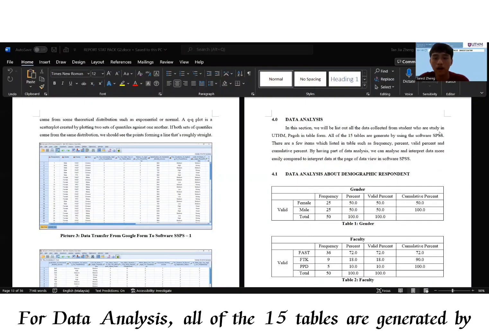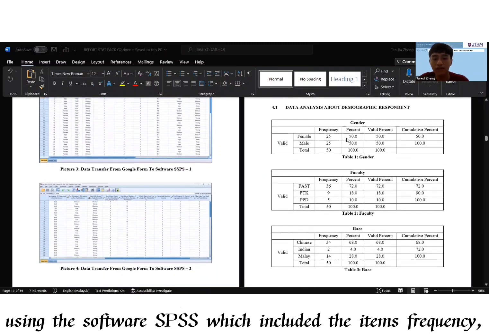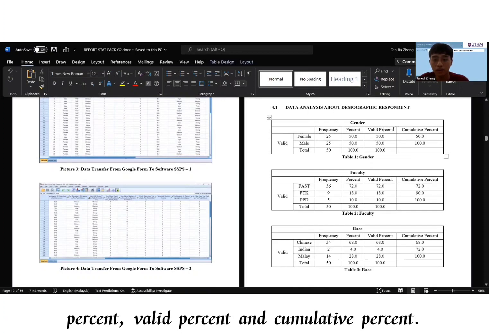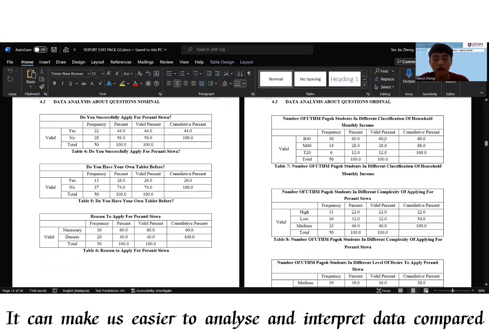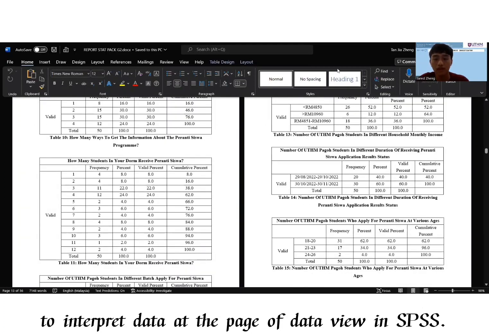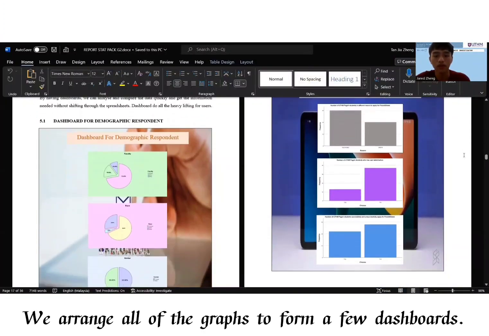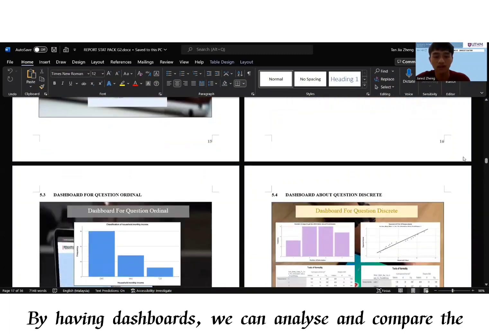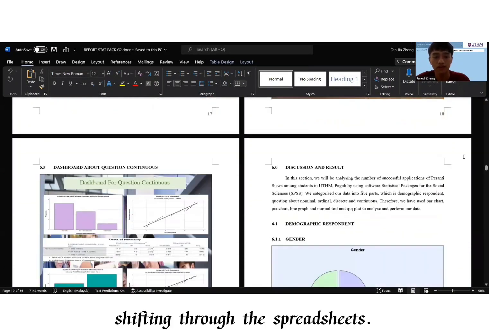For data analysis, all of the 15 tables are generated by using the software SPSS, which include the item, frequency, percent, valid percent, and cumulative percent. It makes it easier to analyze and interpret data compared to interpreting data in the data view in SPSS. We arrange all of the graphs to form a few dashboards. By having dashboards, we can analyze and compare the data quickly and get the information needed without shifting through the spreadsheet.